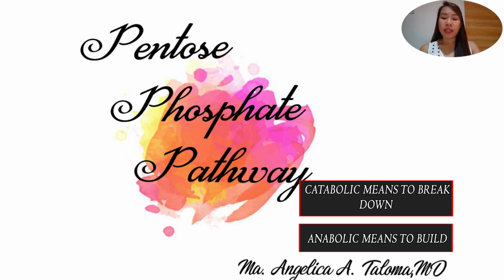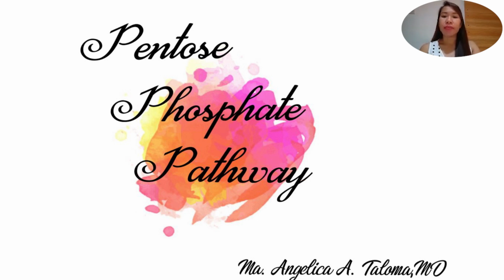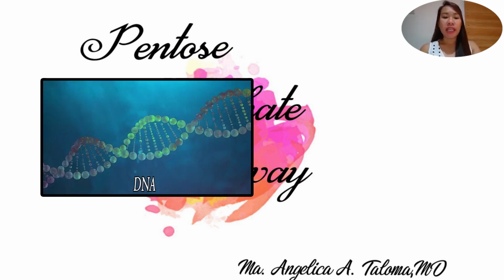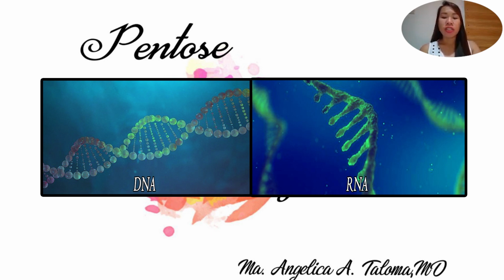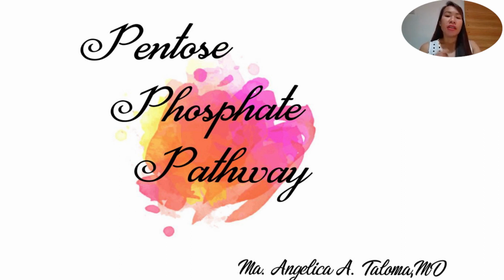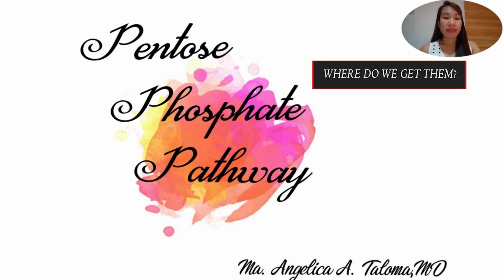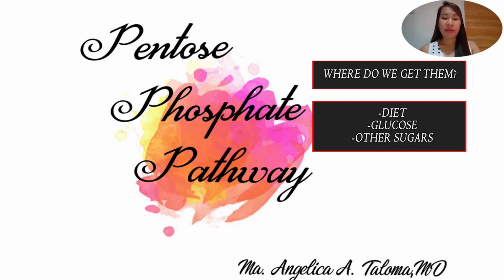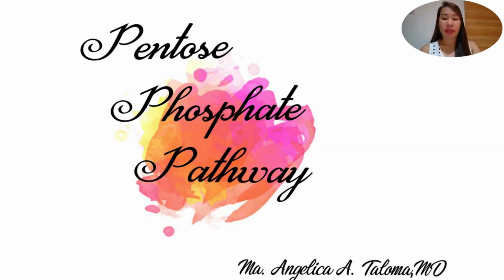So what are the pentoses and why do we need them? We have the DNA and RNA. So we're going to discuss cofactors in enzymes. And these pentoses, where do we get them? We can get them from our diet, from glucose, and also from other sugars. So this is via the pentose phosphate pathway.